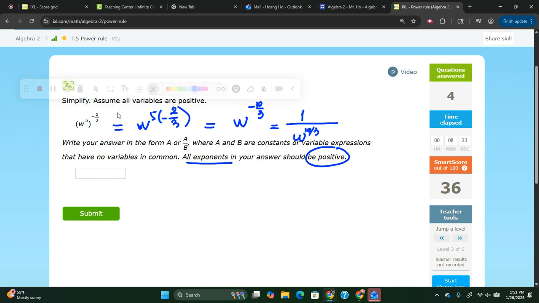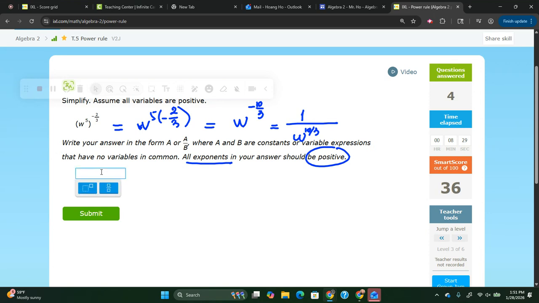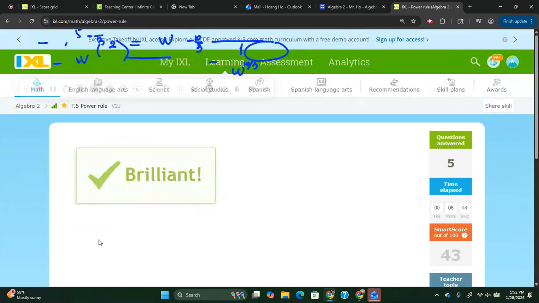So go and punch it in the box. Okay, so here we go. 1 on top over w, and then the exponent, the power is 10 over 3. 10 over 3. Voila. Submit.